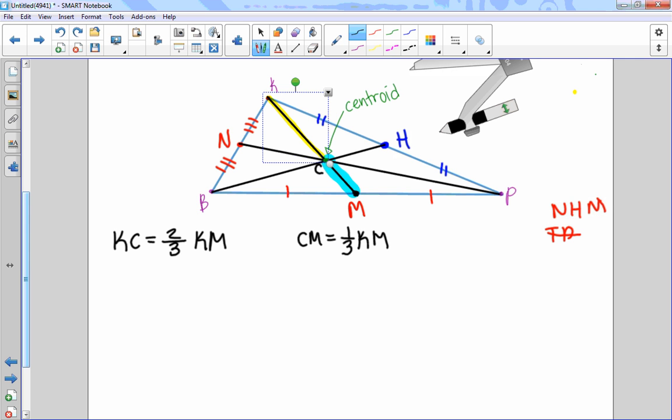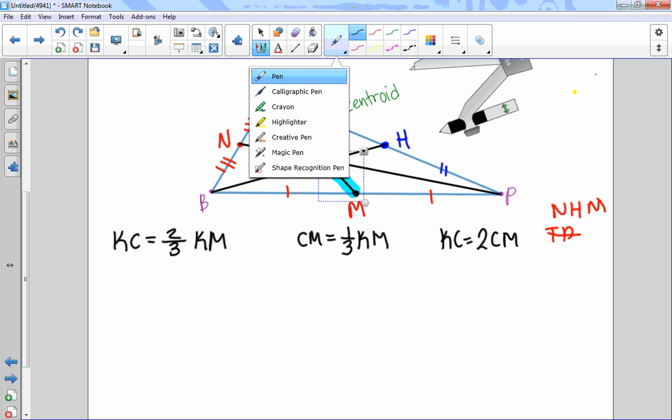So, how much bigger is that yellow segment, the KC, to that teal segment, MC? If the yellow segment is 2/3 the original, the teal segment is 1/3 the original, how do you go from 1/3 to 2/3? You double it. It's twice. So KC is twice CM. You need 2 CMs, 2 of the teals, to be equal to the yellow. This happens everywhere.